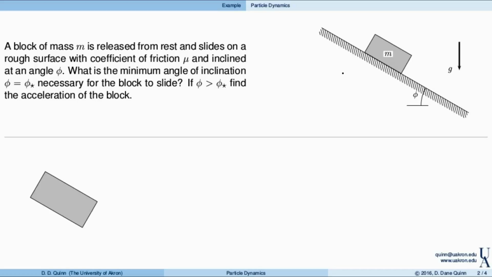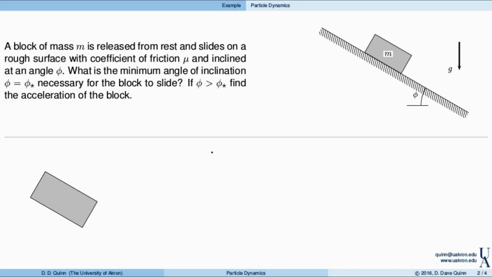So what I'd like to know is the minimum angle of inclination, so the minimum angle that we can tilt this surface, and I'll call that minimum angle phi star, that's necessary for the block to slide. So if phi is greater than whatever this critical angle is that we solve for, then the block will slide down the plane. If phi is less than this critical angle, then the block should just remain stationary or stuck. Then, if phi is greater than that critical angle, I'd like to determine the acceleration of the block down the plane.